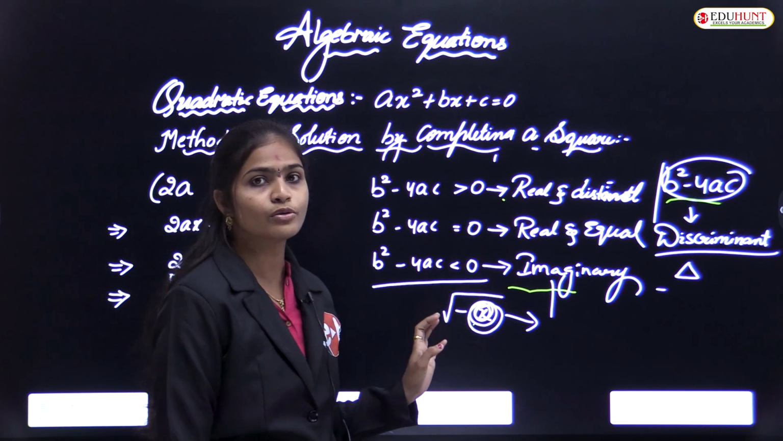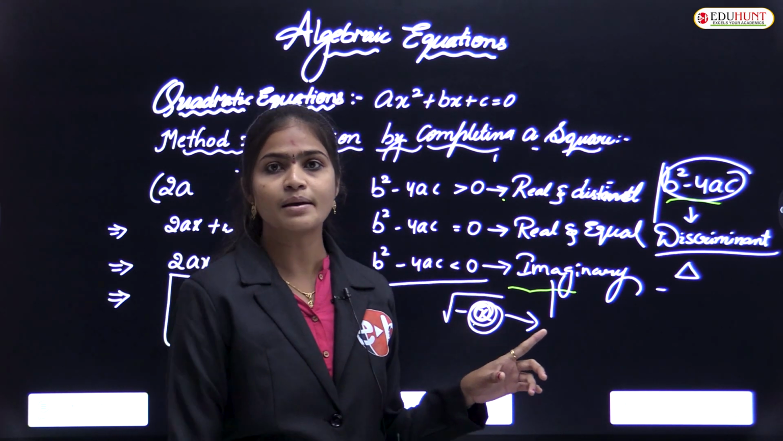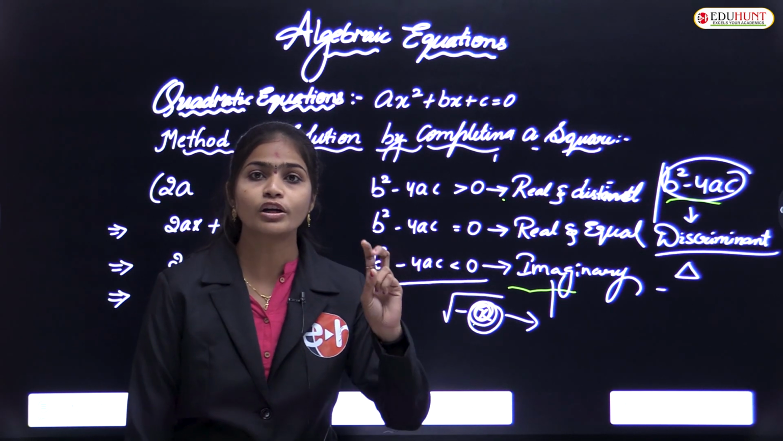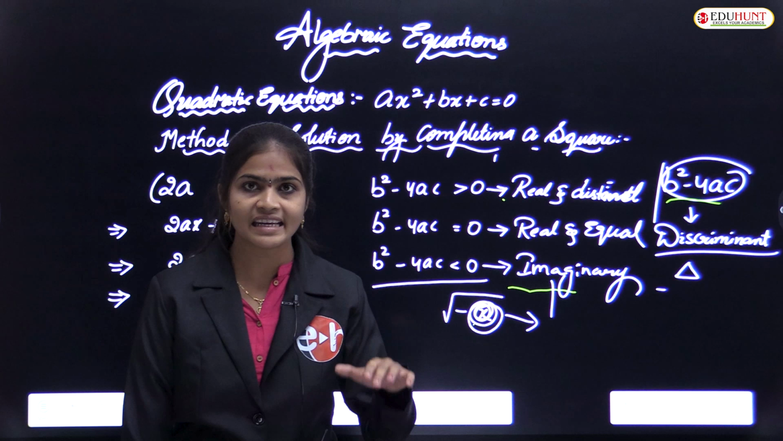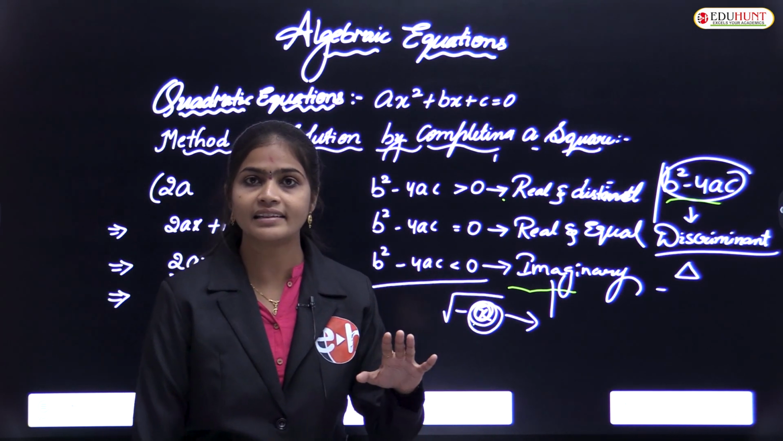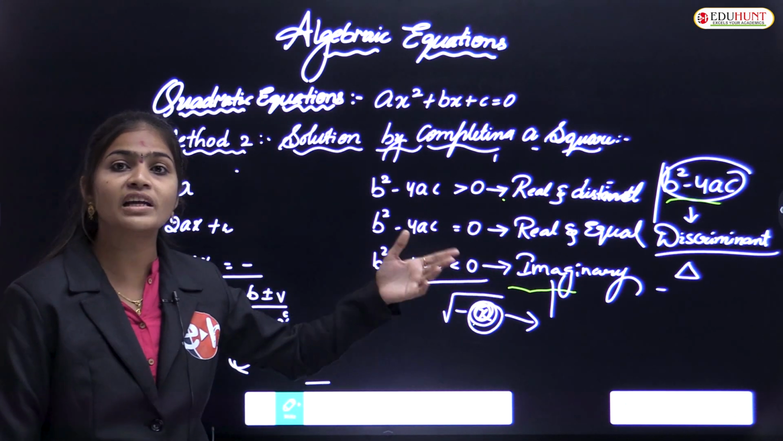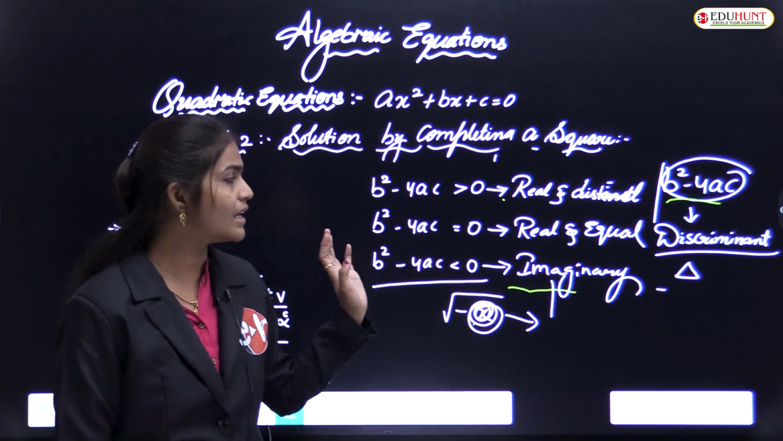Distinct and real roots means, in the previous factorization I took one example, x square minus 5x plus 6 is equal to 0. There we got two roots, 2 and 3. 2 and 3 are positive roots, which means real roots. Negative roots also we will get. So those two are real roots as well as two different roots. 2 and 3 are different roots only, no? So that's what I am saying here.